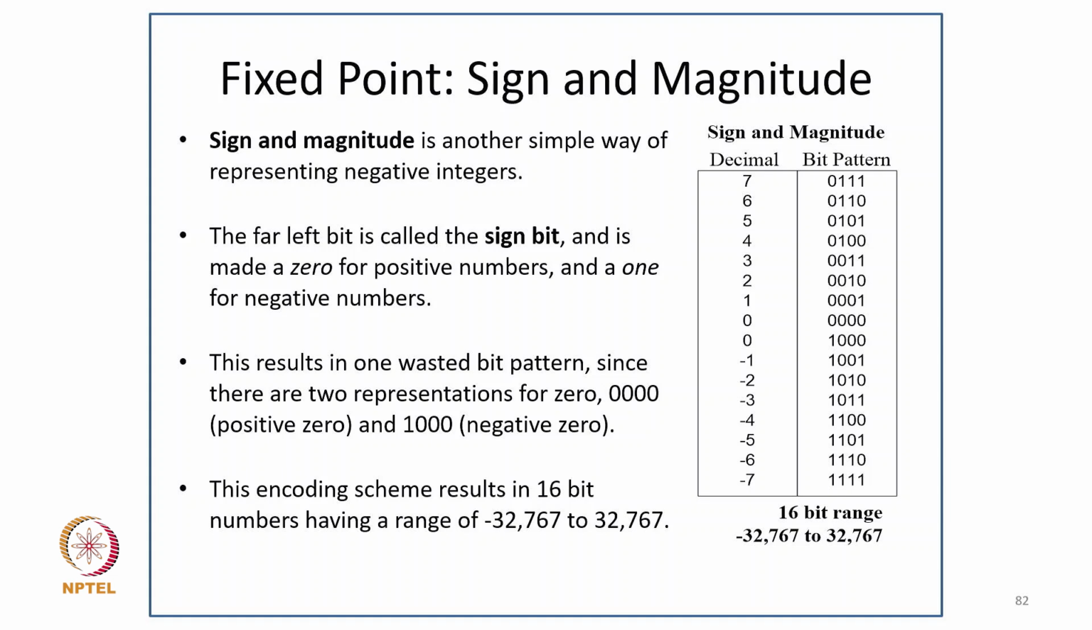So here you can clearly see how we are presenting sign and magnitude with the decimal and bit representation for the 16-bit range. Sign and magnitude is another simple way of representing negative integers, and the far left bit is called the sign bit, made of a 0 for positive numbers and a 1 for negative numbers. This results in one wasted bit pattern, since there are two representations of 0: 0000 for positive 0 or 1000 for negative 0. So this encoding scheme results in 16-bit numbers having a range of -32,767 to 32,767.